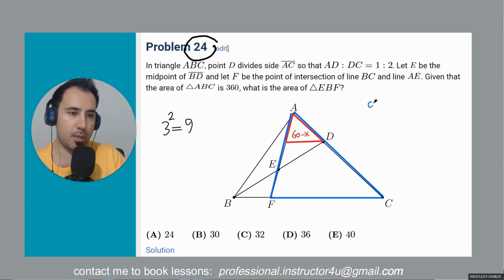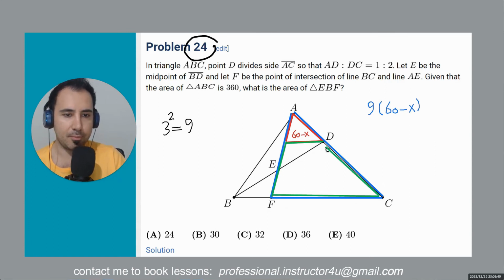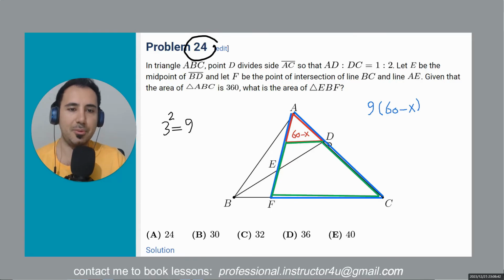This one, the blue one, will be 9 times 60 minus x. Okay, good. So now, what is this part here? The trapezoid. The blue one was 9 times. Okay. So the green one, if I remove the red one from it, will be 8 times 60 minus x. That's very good. That's well done to us.